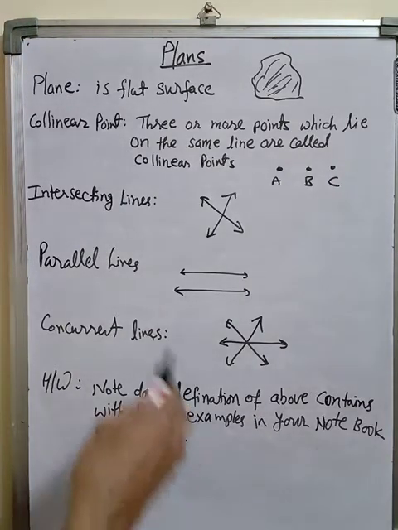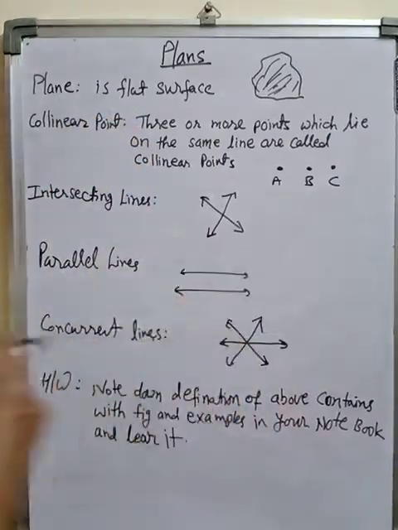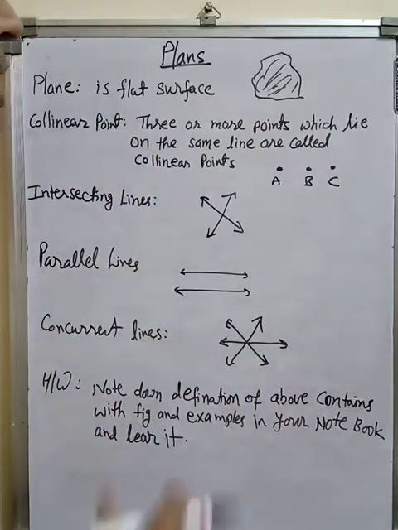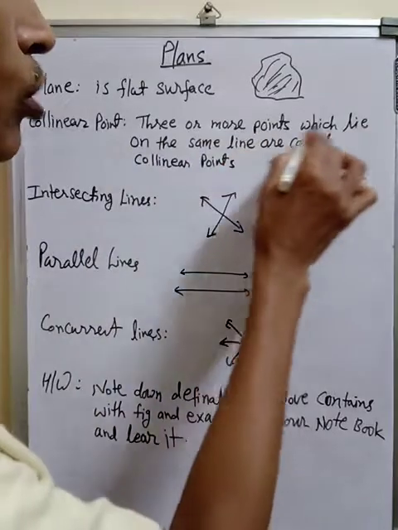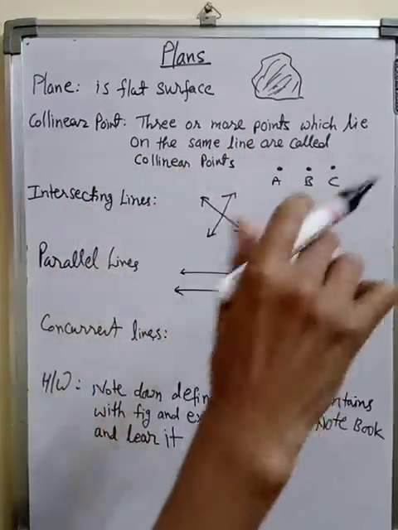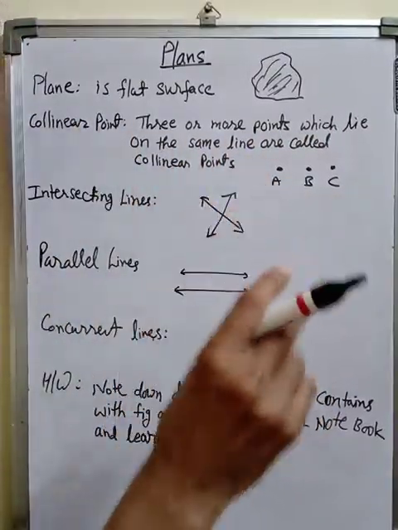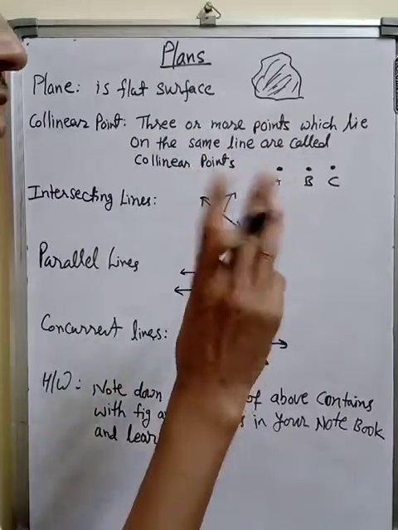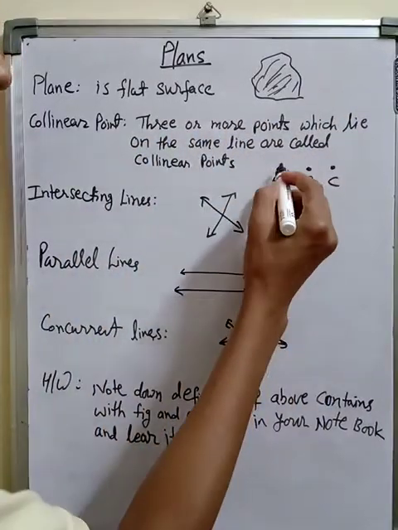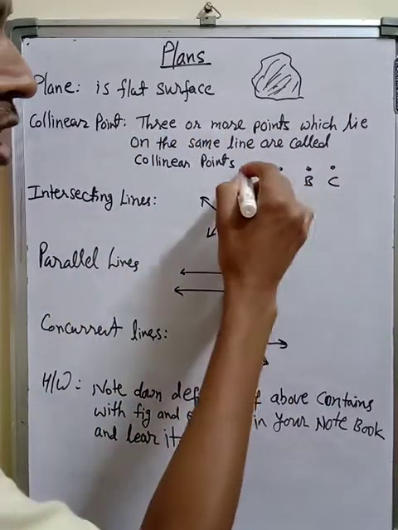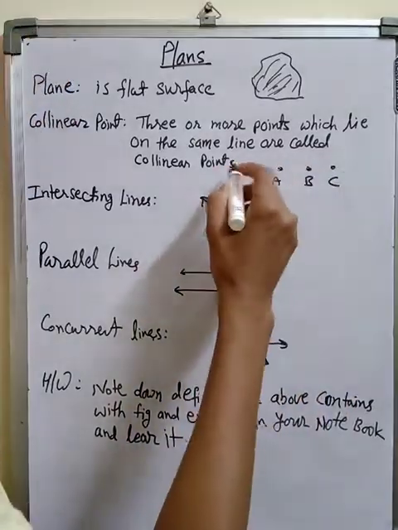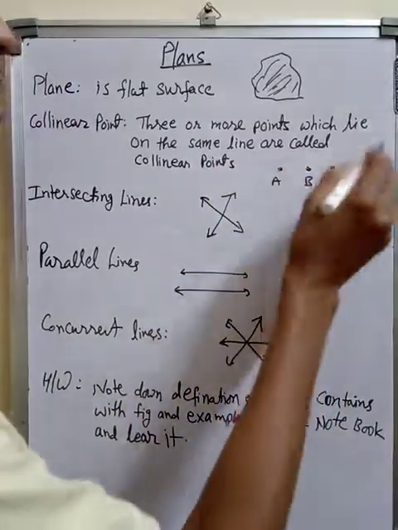Next is collinear points. This is a new word for you. Collinear points means three or more points which lie on the same line. What things should be there? Minimum 3 points should be there on one line, and you can see here 1, 2, 3. These all are in one line. So these points will be called collinear points.